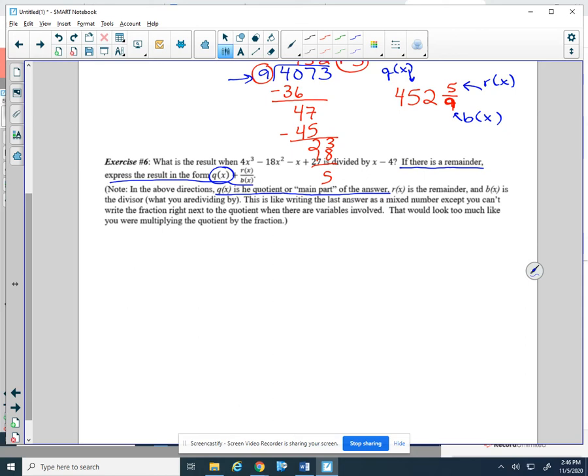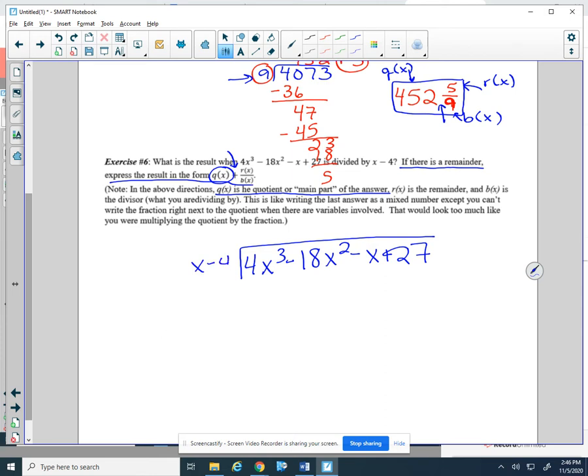So the only difference here is instead of writing this as a mixed number with the fraction right next to the number, we're going to have to put an addition sign in because otherwise it looks like we're multiplying the quotient by that fraction, but we're really adding on that fraction. So starting out in the problem, as I said, everything is going to be really similar to what we did before, but at the end, it's not going to divide evenly. So we're putting x minus 4 into that polynomial.